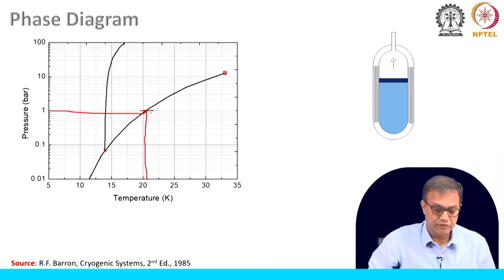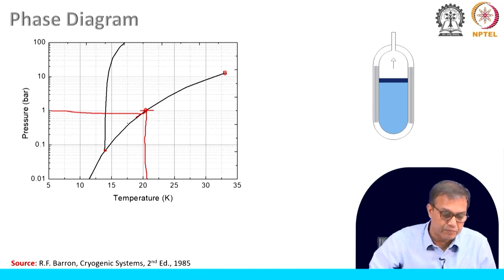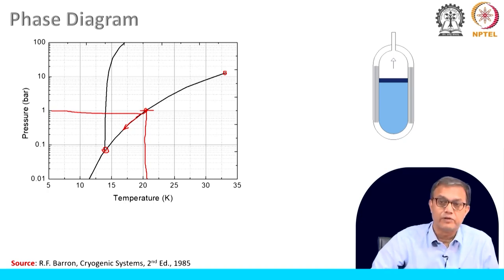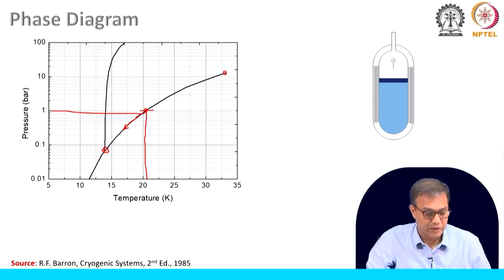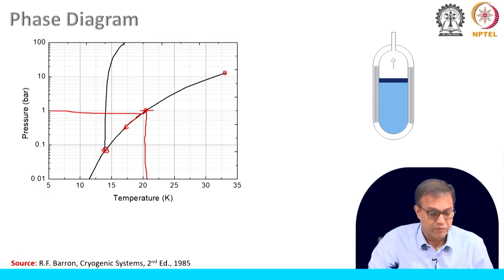Now, if we have this liquid and we reduce the pressure on top of it, it will follow this line. So, what will happen? The boiling point of the liquid will gradually decrease, and it will keep on decreasing till it reaches the triple point temperature, that is 13.9 Kelvin. At this point all three phases will coexist. We will have some amount of solid hydrogen, liquid hydrogen, as well as vapor.